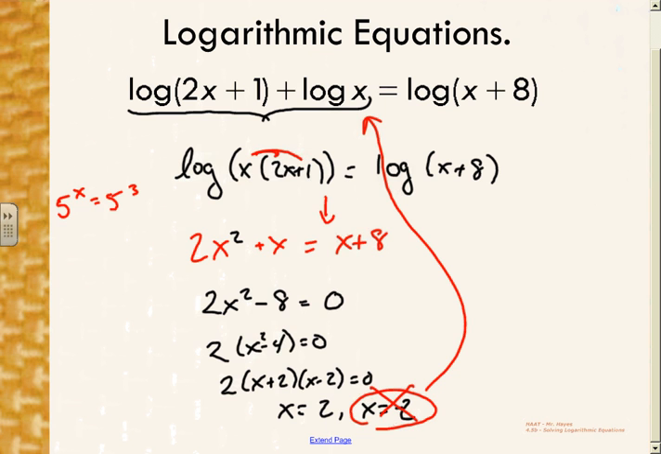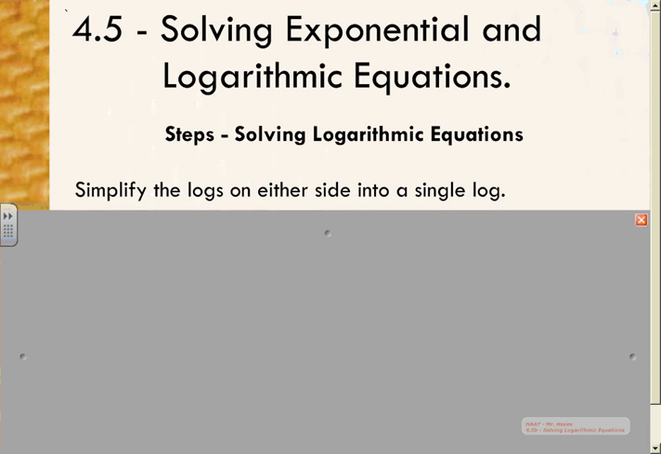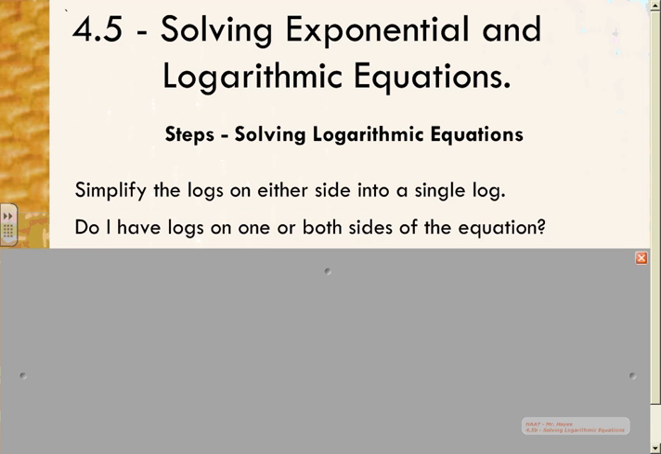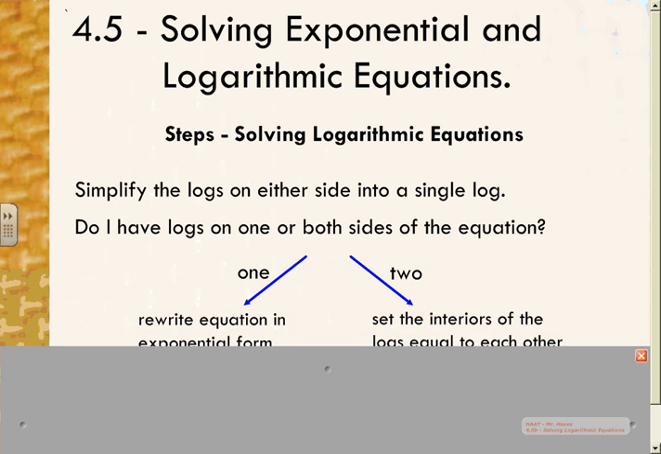Now we've got some, as I said, step-by-step things here for you. So when you're solving logarithmic equations, you've got a couple of different options. First of all, you need to simplify the logs on either side into a single log. Okay, that's step 1. After that, you have to ask yourself, do I have logs on one side or both sides of the equation?